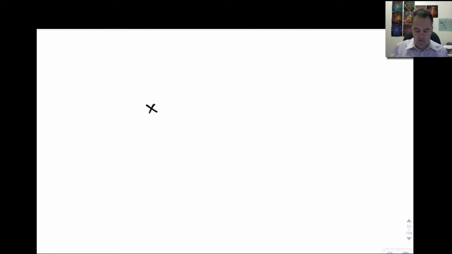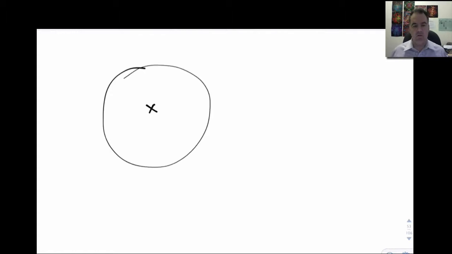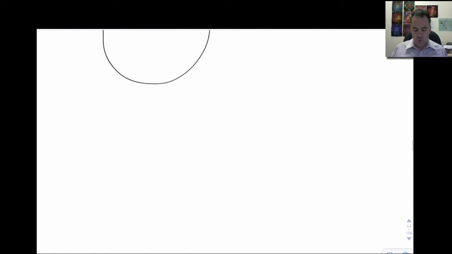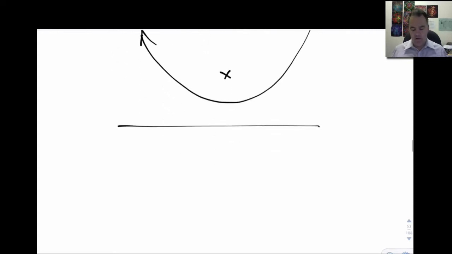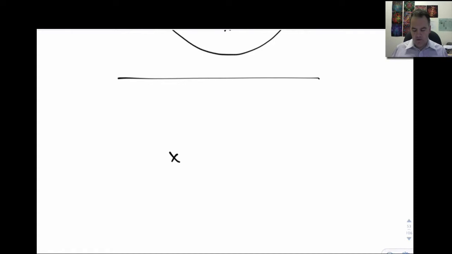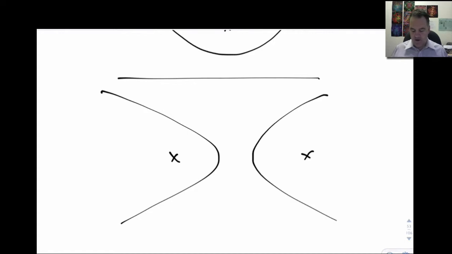So here's a point. I could ask, what's the set of points that are exactly 2 centimeters from that point? It would be that circle. Others are more complicated. If I have the set of points that are the same distance from a line and a point, I actually get a parabola, and that's the definition of a parabola. You can have the set of points where the difference between the distances to 2 points is a constant, and you get something that looks like this.